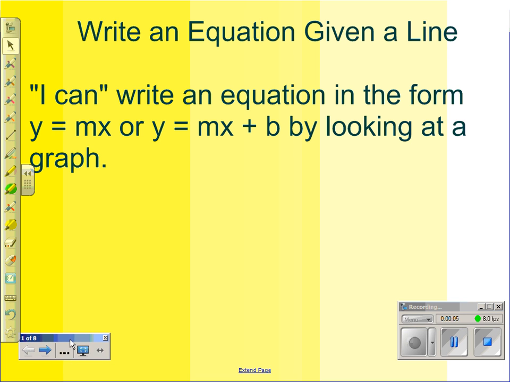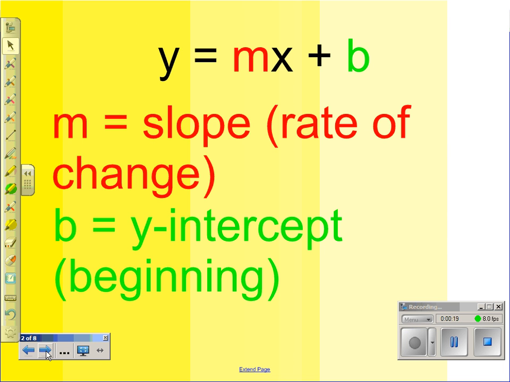Today we are going to be writing an equation given a line. I can write an equation in the form y is equal to mx or y is equal to mx plus b by looking at a graph. Remember the equation y is equal to mx plus b, where m is the slope or the rate of change and b is the y-intercept.